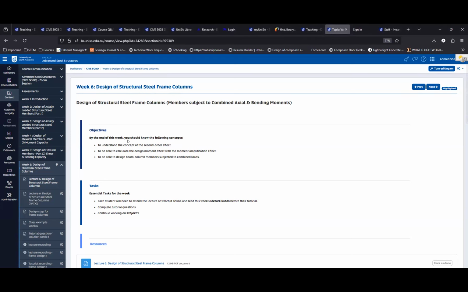So this week we will learn about the second order effects and how to account for them using the moment amplification factor method, and we will be able to design beam column members, or what we call the frame columns, subjected to combined loading.